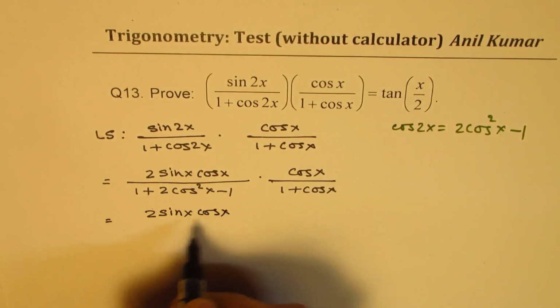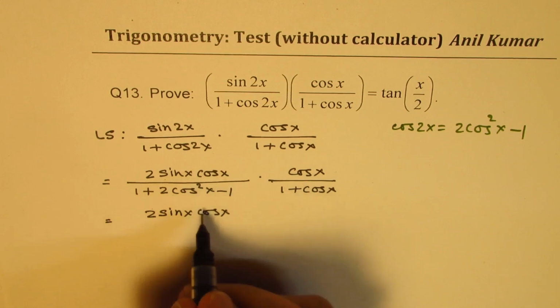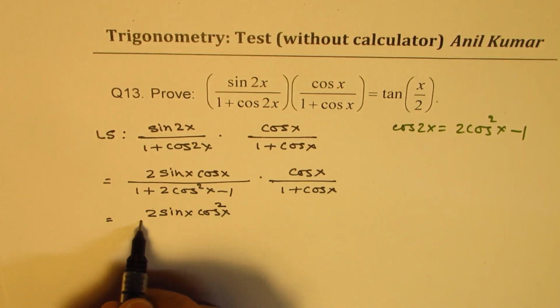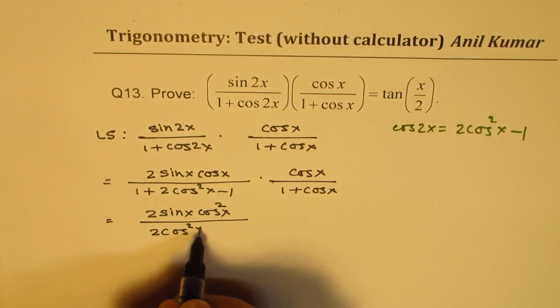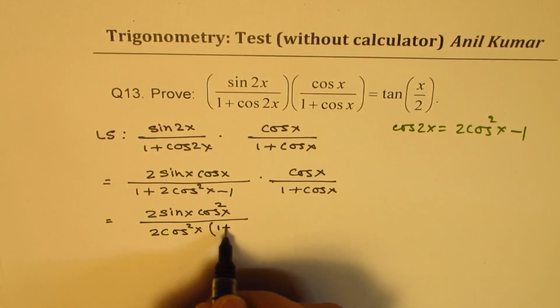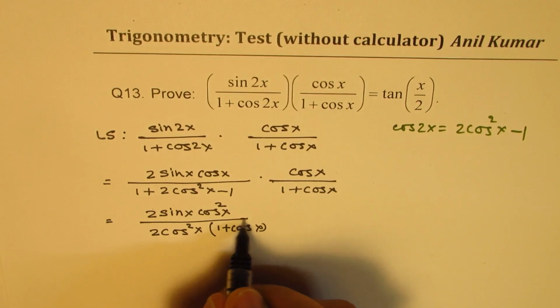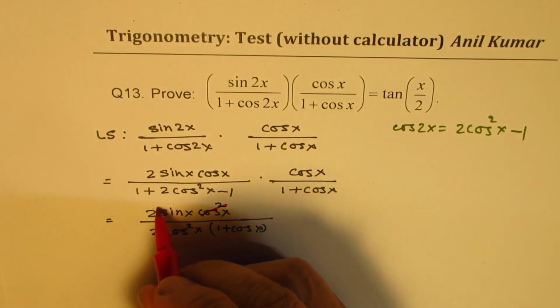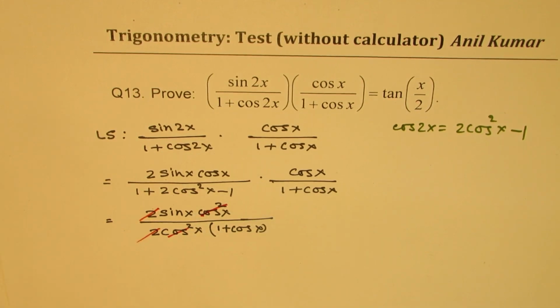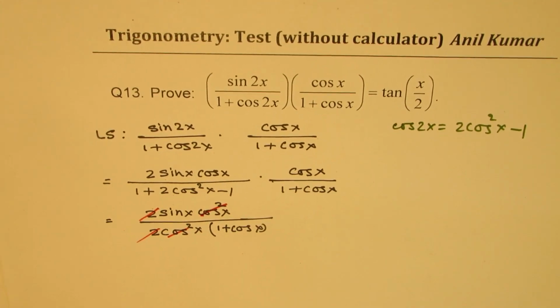So what we get here is 2 sine x cos x, rather cos square x when you multiply this, right, cos square x, over, here we have 2 cos square x times 1 plus cos x. Correct? So cos square x and cos square x cancel, 2 and 2 cancel. So we are left with sin x divided by 1 plus cos x. Now, how do we get tan x by 2 from here?